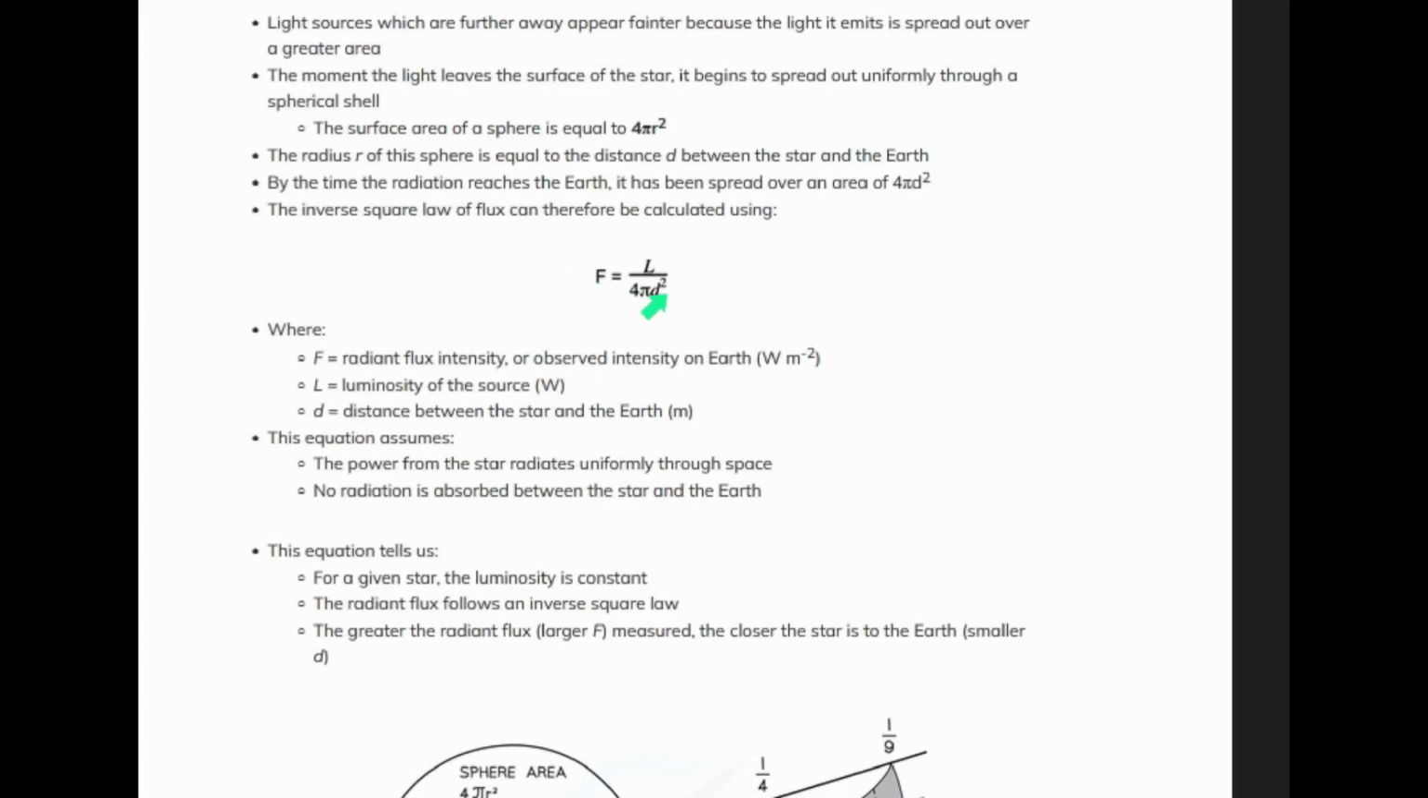So let's say, for example, the sun. The sun is the nearest star to the Earth, so it is very bright. Hence the distance is very small compared to other stars. Okay, so this is very small.